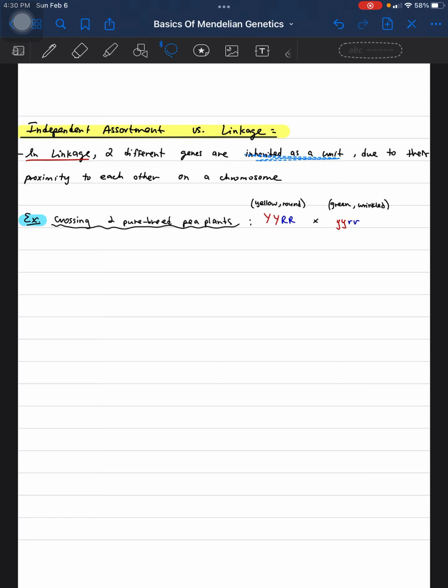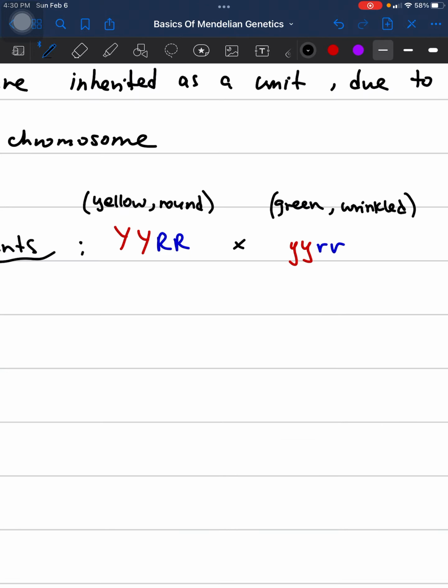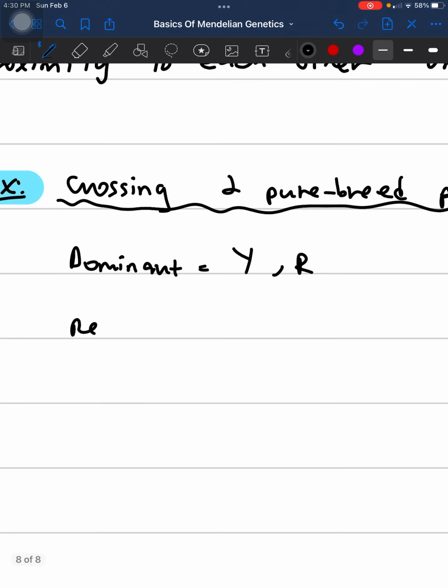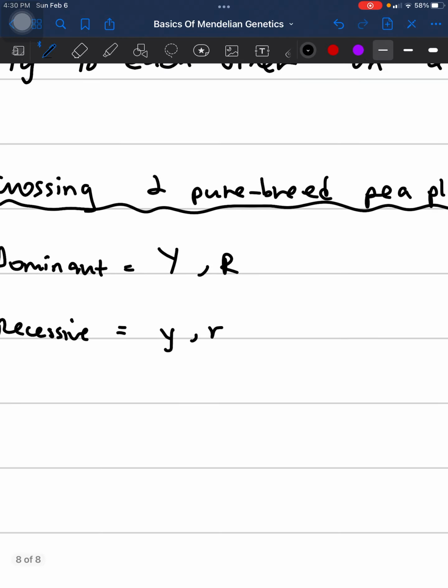So let's say we're crossing two purebred pea plants, right? With the genotypes capital Y, capital R times lowercase y, lowercase y, lowercase r, lowercase r. So first let's just point out which alleles are dominant, which alleles are recessive. The dominant alleles are Y and R. Recessive alleles are lowercase y, lowercase r.